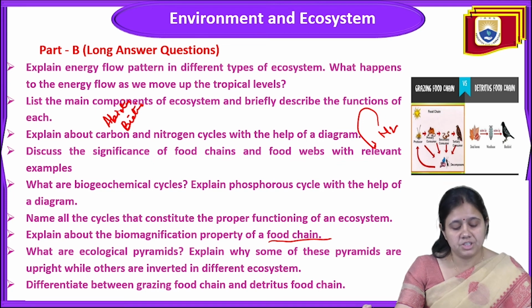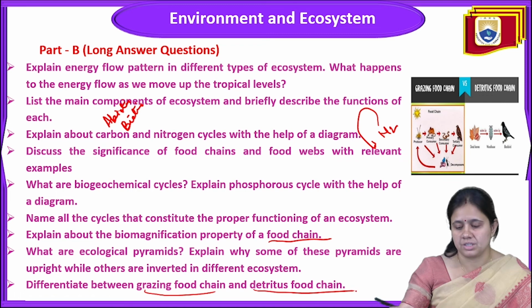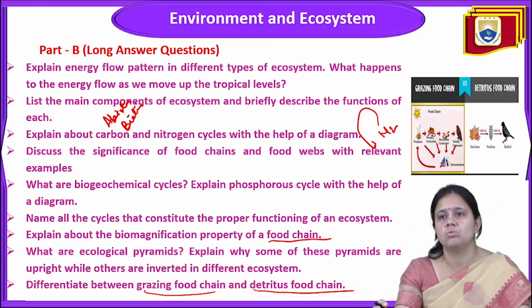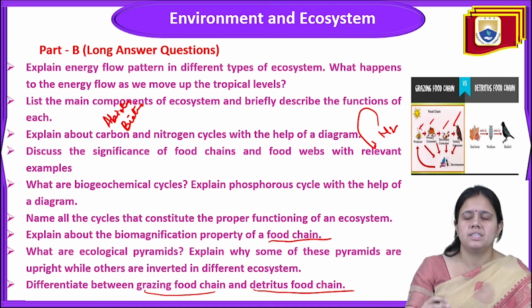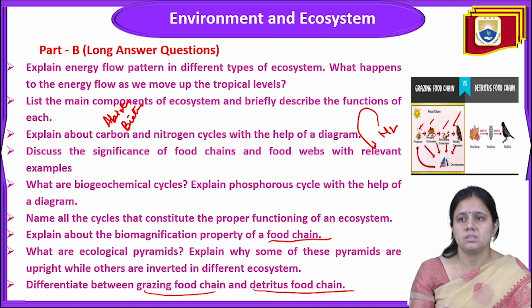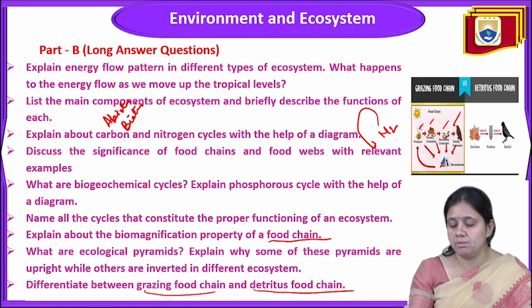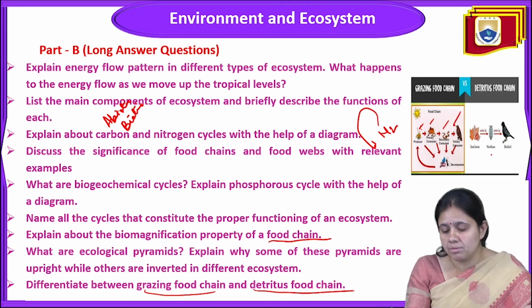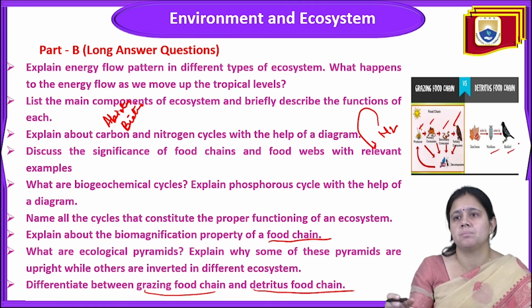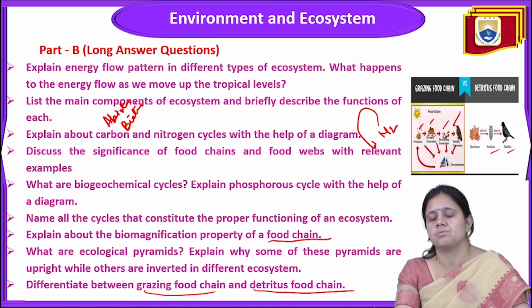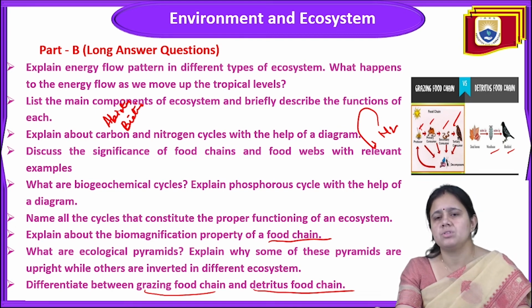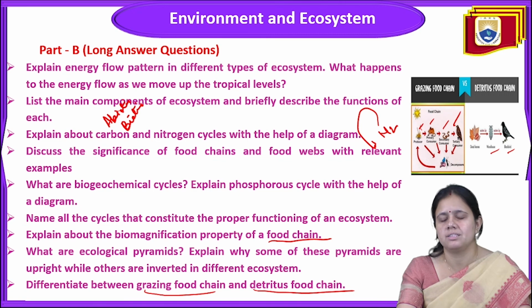Next is to differentiate between grazing food chain and detritus food chain. Grazing food chain is a normal food chain, meaning the food chain that starts with the producer and then primary consumer, secondary consumer, tertiary consumer. Like that, detritus food chain means the food chain that starts with detritus, some dead organism, like a dead leaf, which is decomposed, and then it is eaten by some organism, like a crow. So this is detritus. The first thing we should remember is that a grazing food chain always starts with the producer, and a detritus food chain starts with detritus material, like dead organic material.